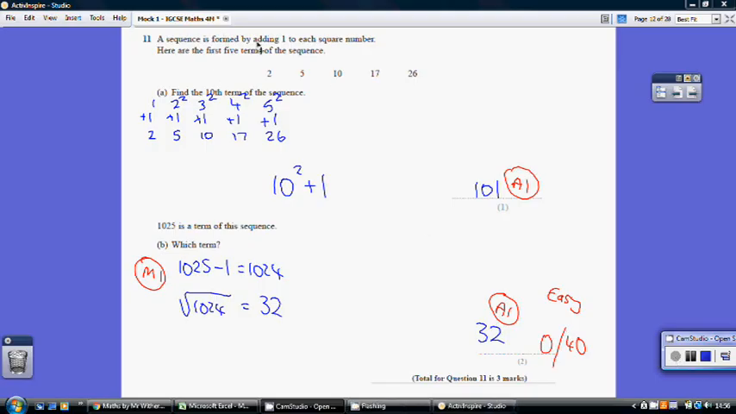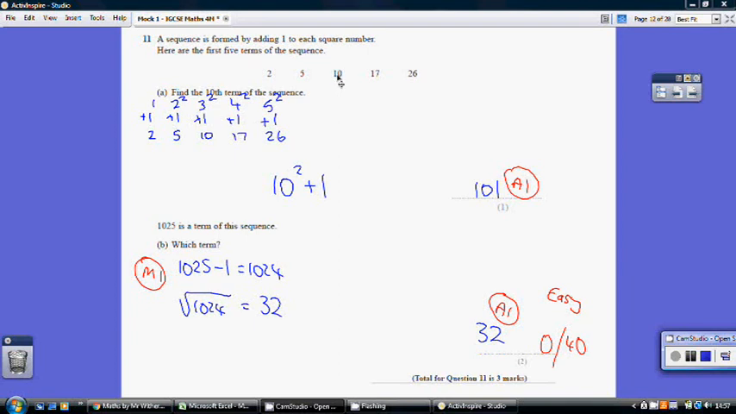Question 11. A sequence is formed by adding 1 to each square number. Here are the first 5 terms. Find the 10th term of the sequence. So our first term is 1 squared, which is 1, add 1, which is 2. Our second term, the second in the queue, is the second square number, which is 2 squared, which is 4. 4 and 1 is 5.